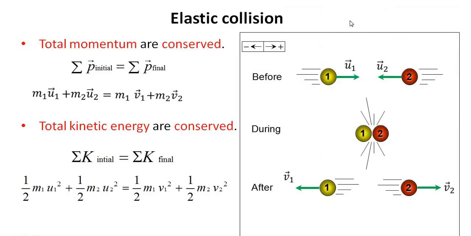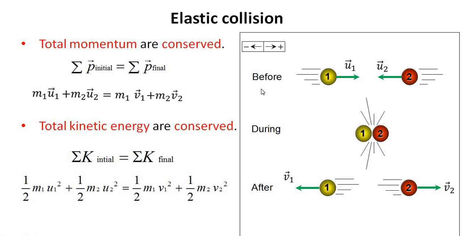How do we determine whether it is an elastic collision or an inelastic collision? Firstly, we look at elastic collision. For an elastic collision, the total momentum and total kinetic energy are conserved, which means the summation of momentum before collision and after collision is equal. Same with total kinetic energy.